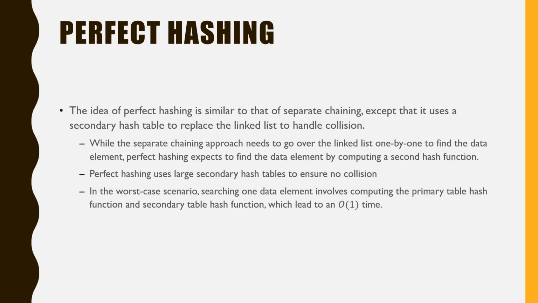The main idea of perfect hashing is very similar to separate chaining. However, they handle collisions differently. Instead of building a linked list, perfect hashing builds a secondary hash table for elements that are hashed to the same bucket. It expects to eliminate collision with two layers of hashing. In this case, the search of an element requires computing at most two hash functions in the worst case, leading to a constant access time.